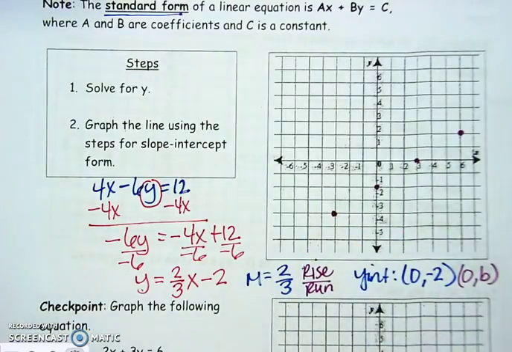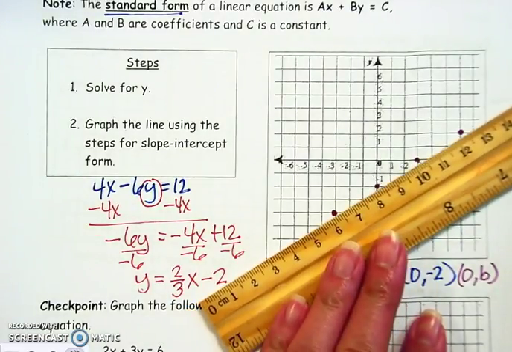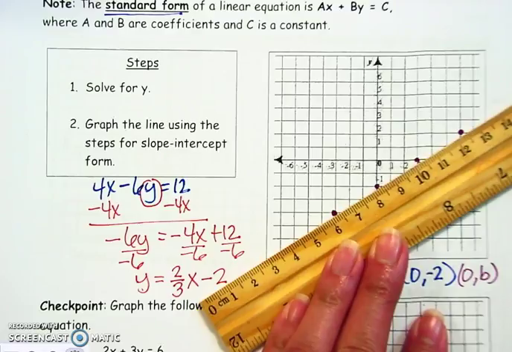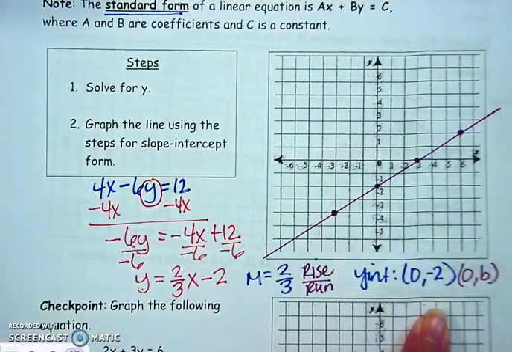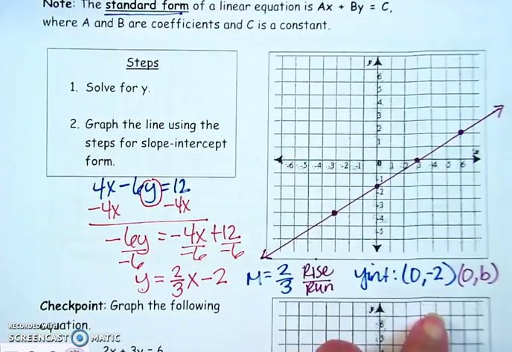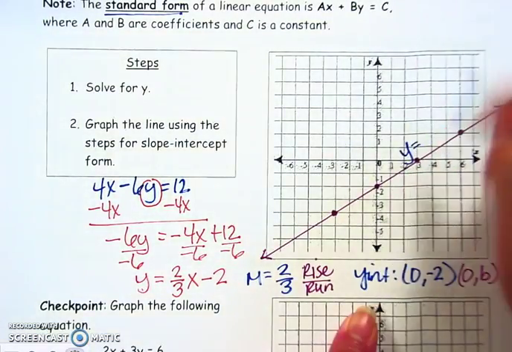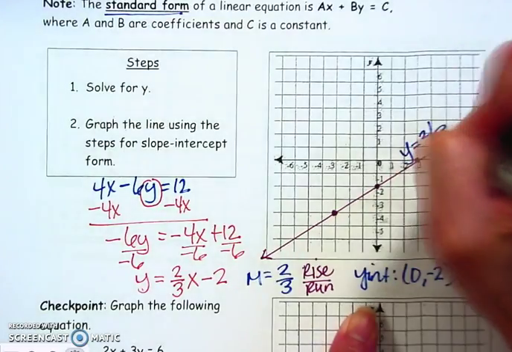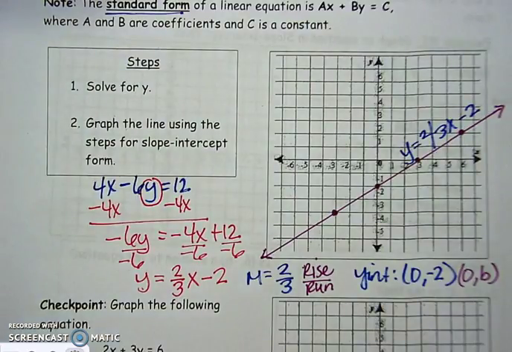And now I can go ahead and connect the points. For each line, please go ahead and plot at least 3 or 4 points. So I draw my line and I extend it to the edge of my coordinate plane, making sure that I put arrows on both ends. And then lastly, I write the equation on the line. So y is equal to 2/3 x minus 2. And we've graphed the line.